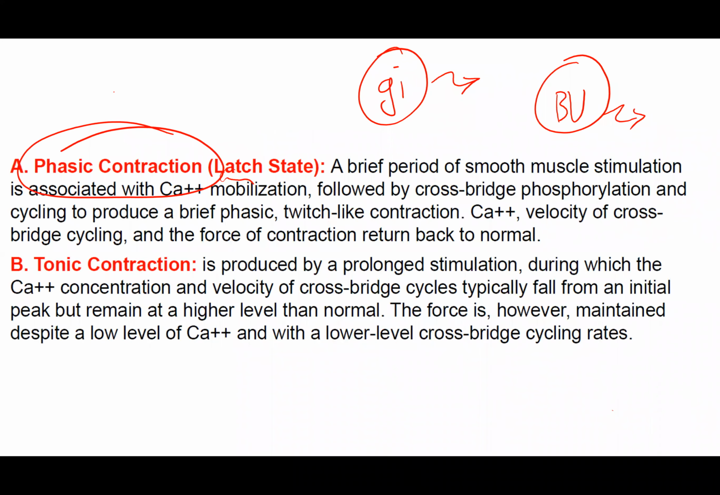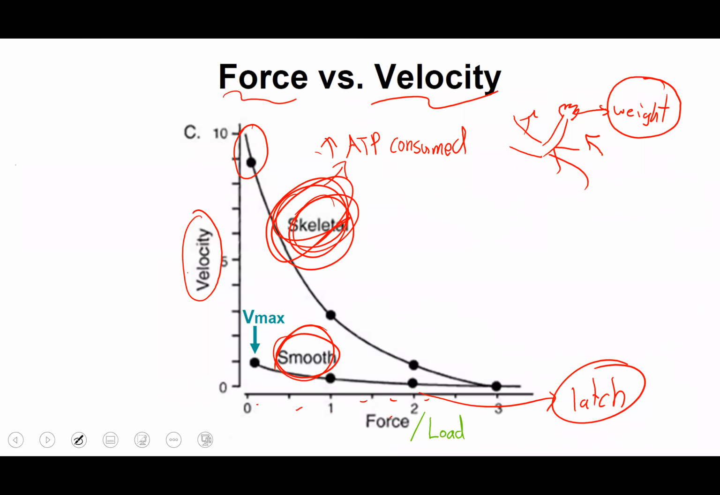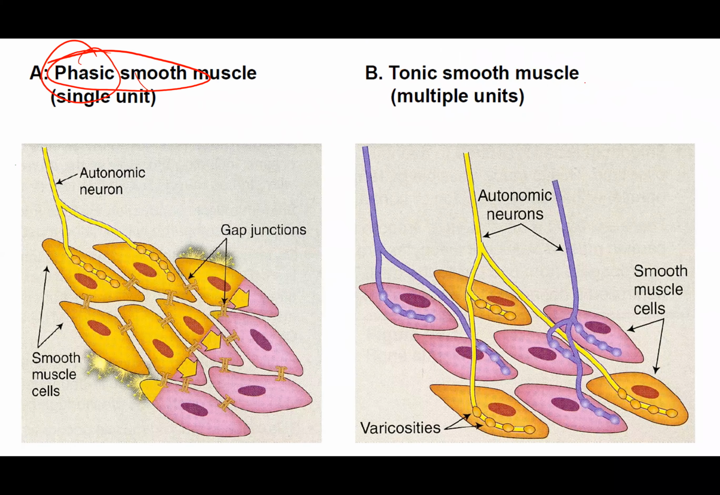This is for one smooth muscle. This happens in one smooth muscle. So it could happen this way, or it could happen this way. In this one at the end over here, these tonic and phasic smooth muscles, we're talking about the whole group. We're talking about multiple smooth muscles.